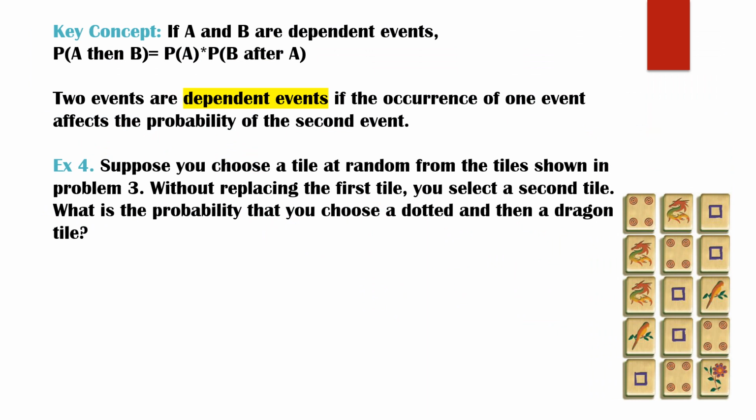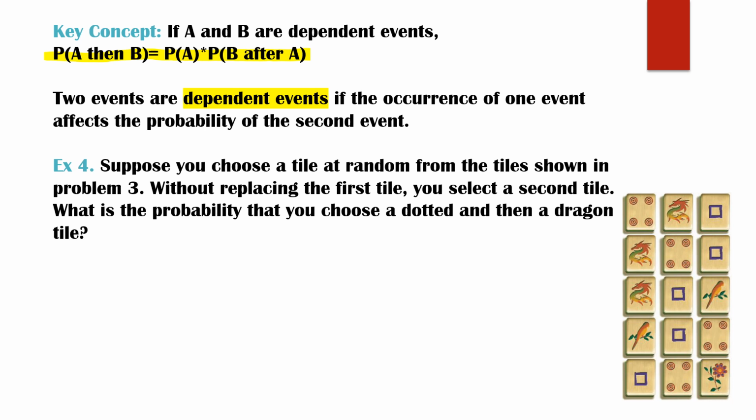Alright, what happens when we have dependent events? So in this case, a dependent event is where one event affects the other. And in that case, we have a new formula now. And it just means that you get probability of A times probability of B after A. So for example number 4, suppose you chose a tile at random from the tiles shown in problem 3. Without replacing the first tile, you select a second tile. What is the probability that you choose a dotted then a dragon?